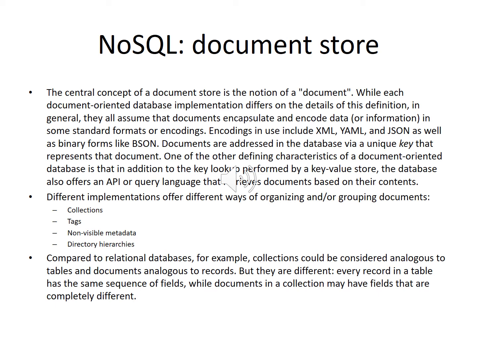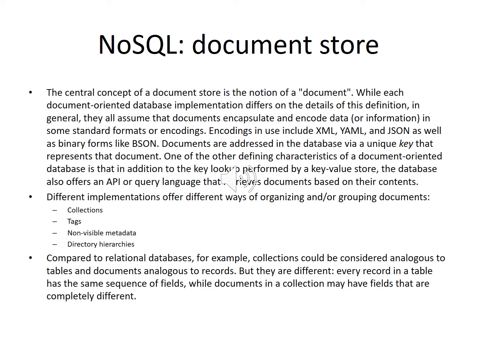One of the other defining characteristics of a document-oriented database is that in addition to the key lookup performed by a key value store, the database also offers an API, which is an application programming interface, or a query language that retrieves documents based on their contents. So in other words, it doesn't matter what structure you have in your document. It's a schemaless database, so whatever you have, it will store. Different implementations offer different ways of organizing and grouping documents: collections, tags, non-visible metadata, directory hierarchies.